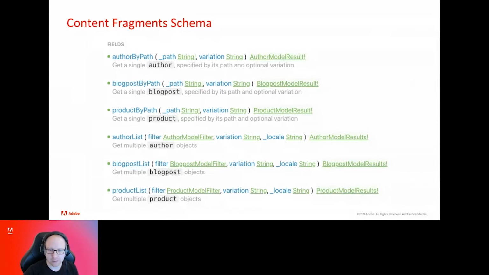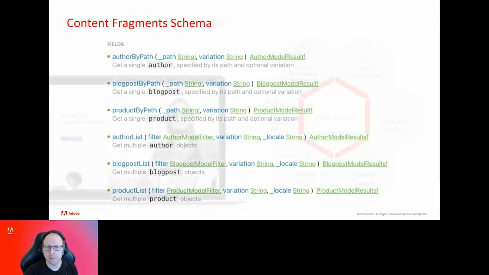So what you can see on the slide here is how this looks. This schema is generated based on the content fragment models, which are included in the PWA Studio Extensions. And what you have here are two queries for each model: one query which you can use to look up an individual content fragment by path, and one which you can use to list a number of content fragments based on certain filters.